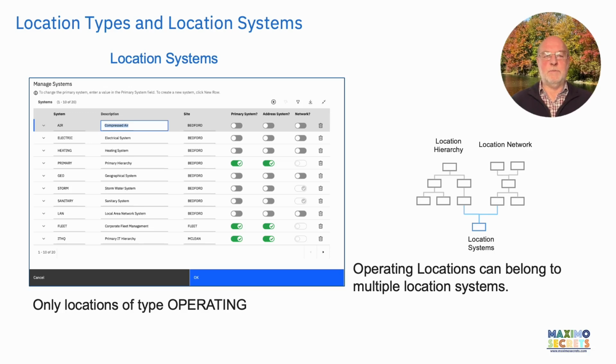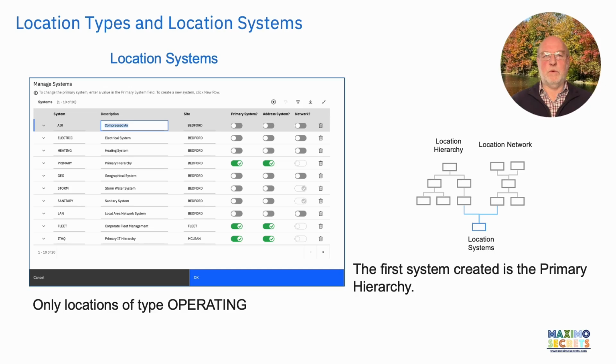You must create an operating location in your site before you can use the Manage Systems action to create a system for the site. And the first system created for the site must be marked as a primary system, and this must be a hierarchy and not a network system.